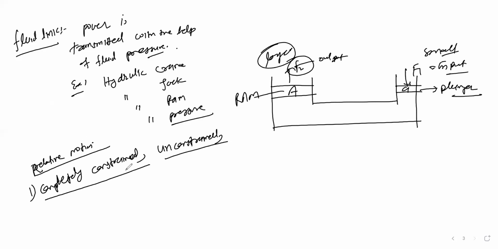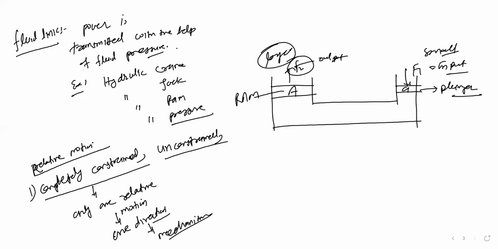Completely constrained motion means there should be only one relative motion. Only one relative motion. That is, it should move in one direction. There should be movement in one direction, and that is called a mechanism.